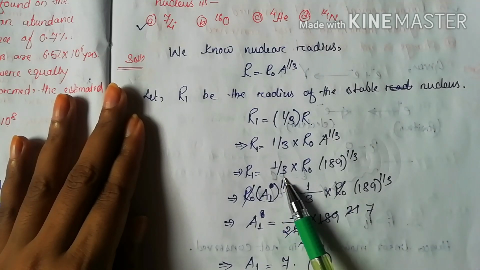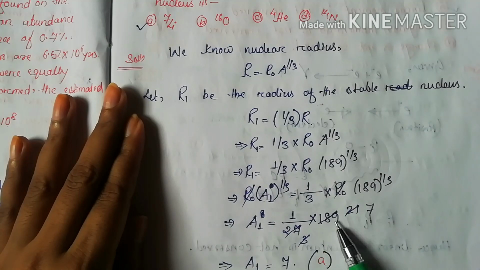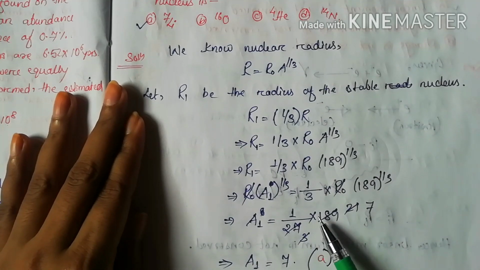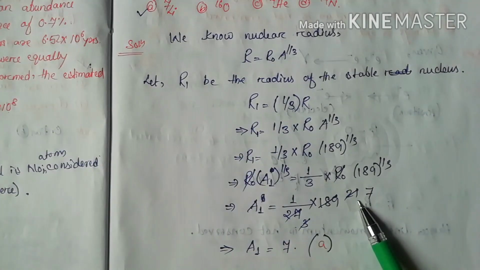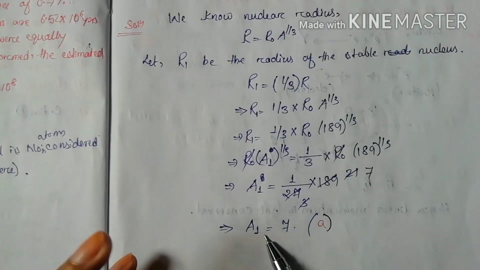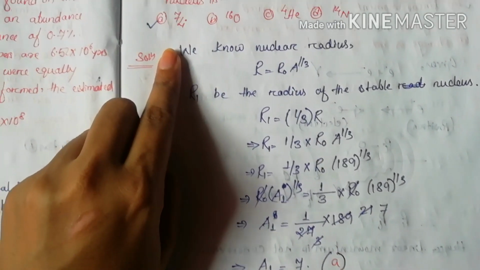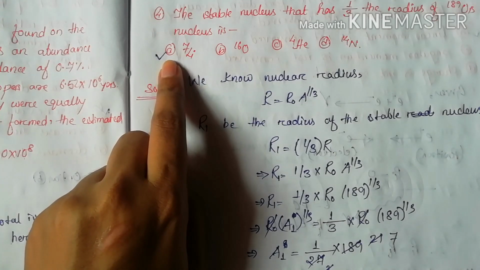So taking this 1 by 3 power to the right hand side, we will have A1 equal to (1 by 3) cubed, that is 1/27, into 189, right? And on cancelling these two terms, we have 27 times 7, which is 189. So A1 is equal to 7. So the stable nucleus will be lithium 7. So the correct option is option A.